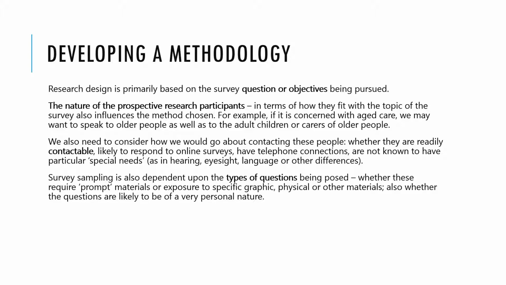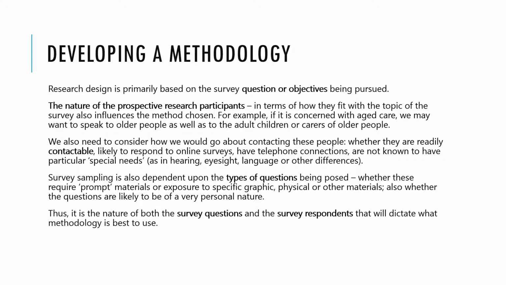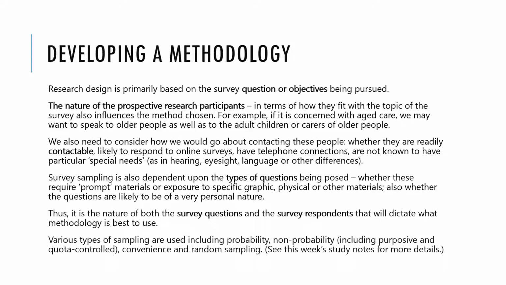Survey sampling is also dependent upon the types of questions being posed, and whether these perhaps may require prompt materials, such as photographs, models, samples, or other materials, and also whether the questions are likely to be of a very personal nature. Thus, it is in the nature of both the survey questions and the survey respondents that the best methodology presents itself. Various types of sampling are used, including probability and non-probability sampling, and these include purposive and quota-controlled, convenience and random sampling. Have a look at this week's study notes for more detail.